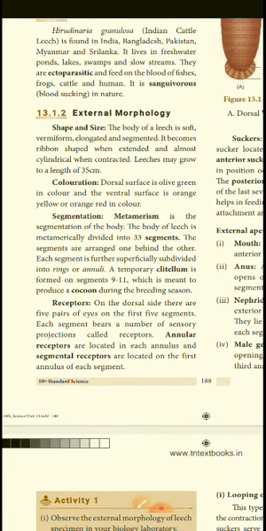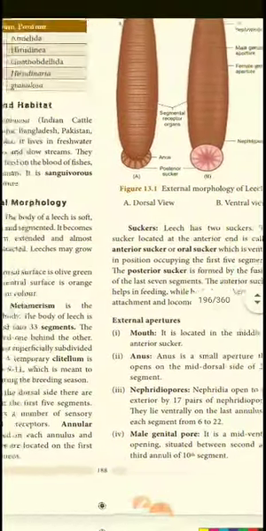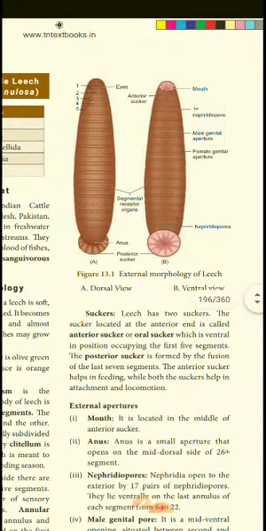Annular receptors are located in each annulus, and segment receptors are located in the first annulus of each segment. So see, this is the picture of the external morphology of the leech. There are 1, 2, 3, 4, 5, 6 segments arranged in the first picture. The anus is down here. The nephridia are there; the male genital pore and female genital pore are both present on the same side of the same animal. The mouth is there.